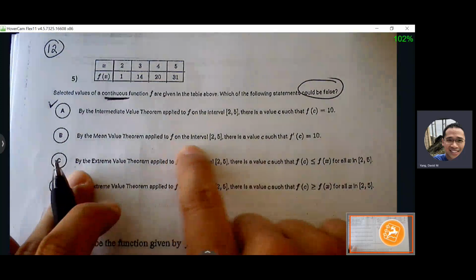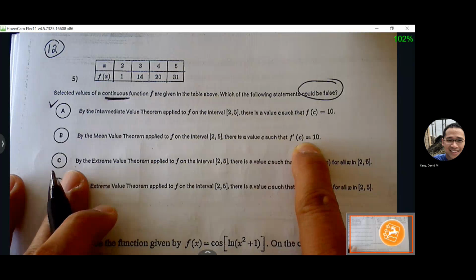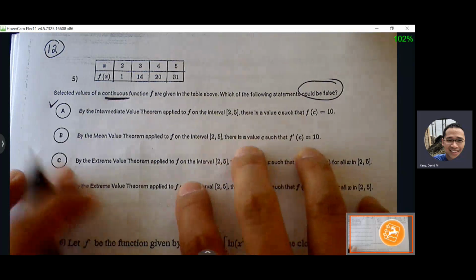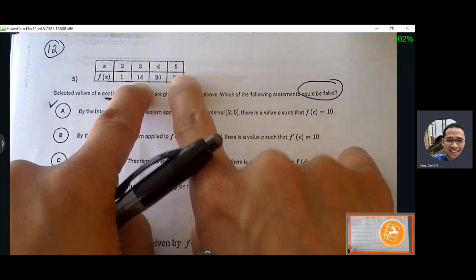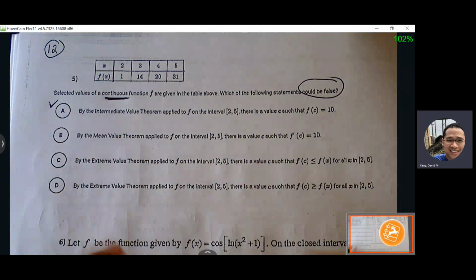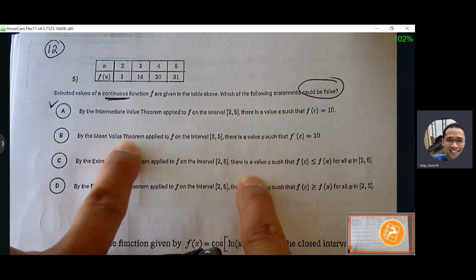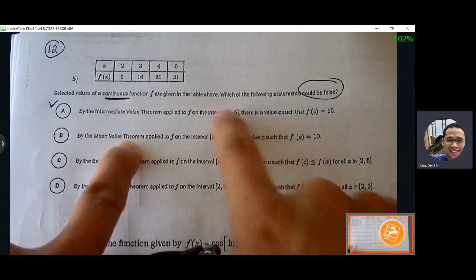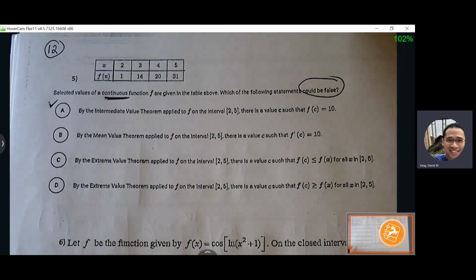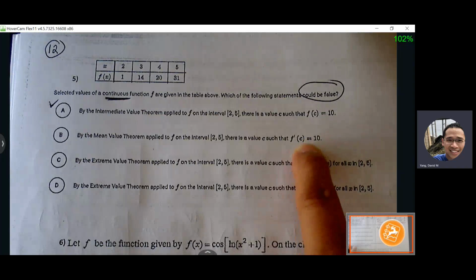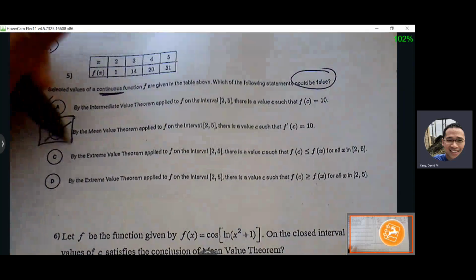By mean value theorem, there exists a value such that f prime of c is equal to 10. Now, if we wanted to show that this is true with mean value theorem, we can pick between 2 and 5, find the slope, 31 minus 14 divided by 5 minus 3. But we can't even get that far because why? Mean value theorem requires which condition? Differentiability, right? It doesn't specify that. It only says continuous, so we can't guarantee that it's a smooth curve all the way through. There may be a sudden sharp turn that's impacting us to be able to make this conclusion. So that's false, which is our correct answer.